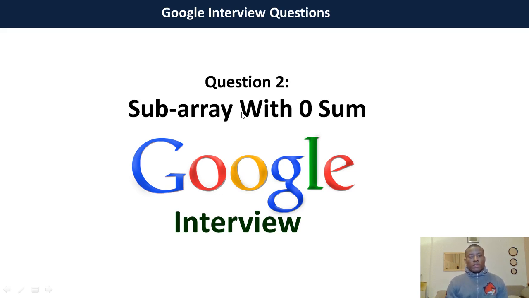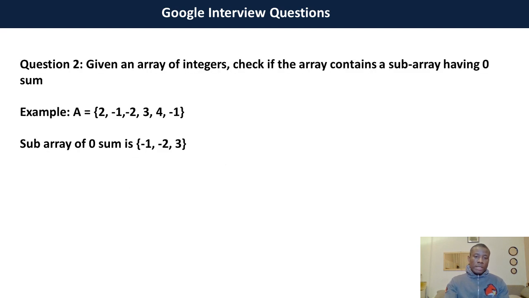Alright, today we are going to be looking at this question 2 that says subarray with zero sum. So what is this question all about? It's a question that always appears in interviews of big companies like Google, Facebook, Amazon, and the likes. So let's look at what this question is all about, after which we are going to break it down and solve it using Java in Eclipse.